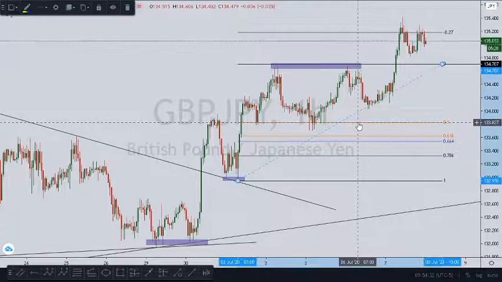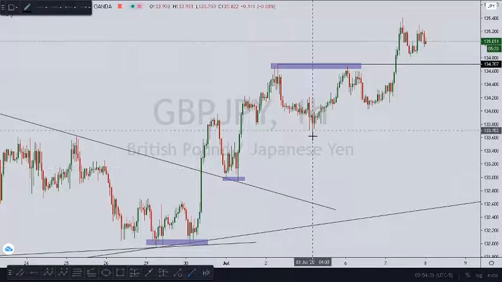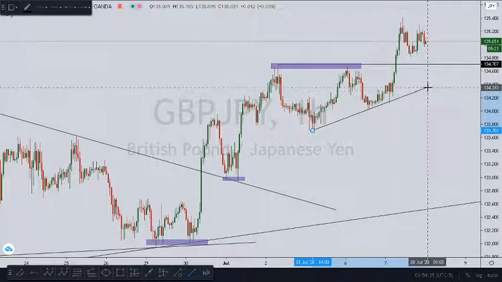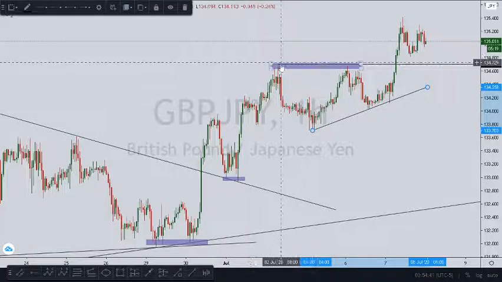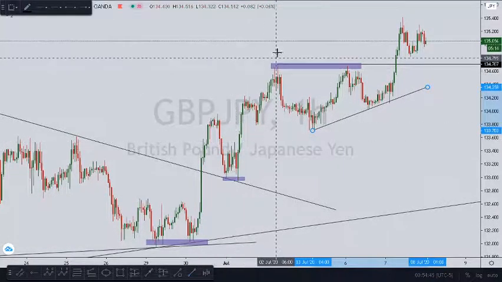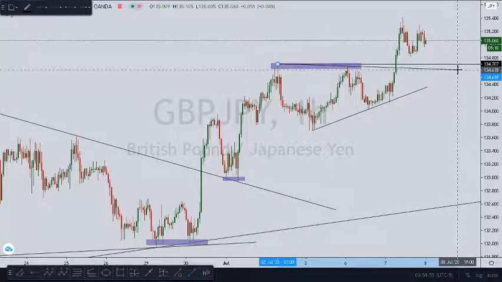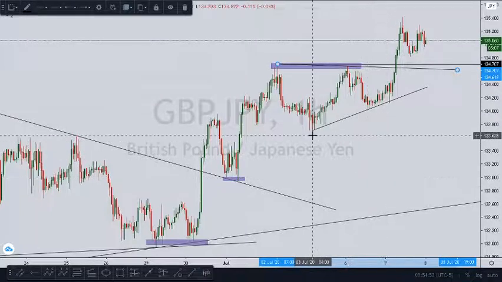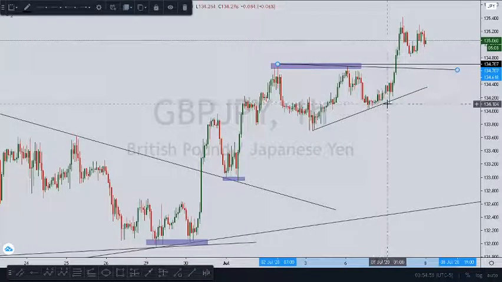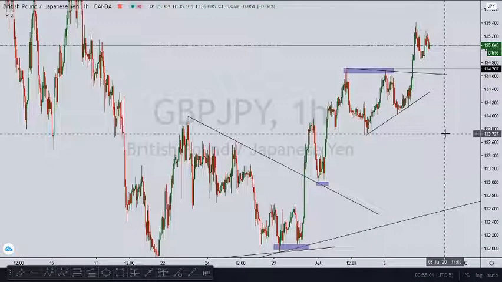So let's connect those points. We had one, let's connect these points. We can see this is a lower high as well. So of course, we're going to connect those. So we had one, two, three touch. And what happened when you get the three touch? Move in the opposite direction. So currently, this is the structure that we have on the GBPJPY.